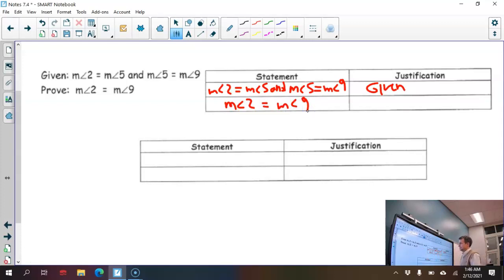I can, because look, they are both equal to 5. What property says that if they both equal the same thing, then they equal each other? Well, that would be because of the transitive property.